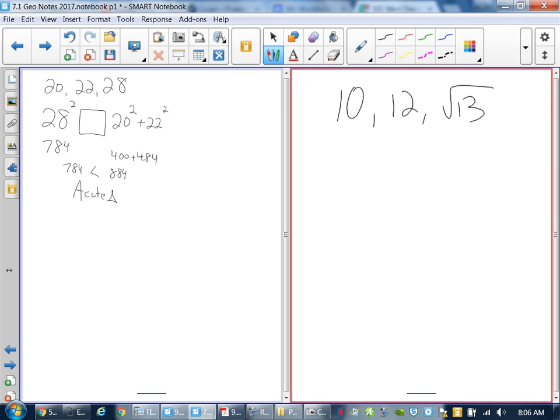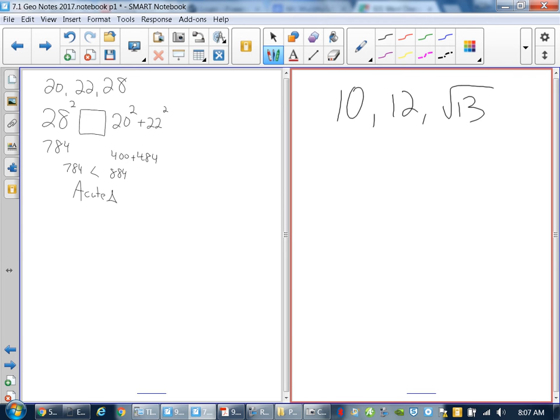So which of those three numbers would have to be playing the role of the hypotenuse? 12, good. I'm glad you didn't say the square root of 13. Now, what'll happen a lot of times is if you're unsure, your calculator has a button on it called the square root button. If you type in the square root of 13 on your calculator, it's going to spit out the square root of 13.